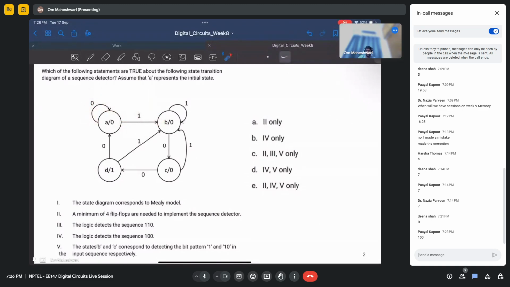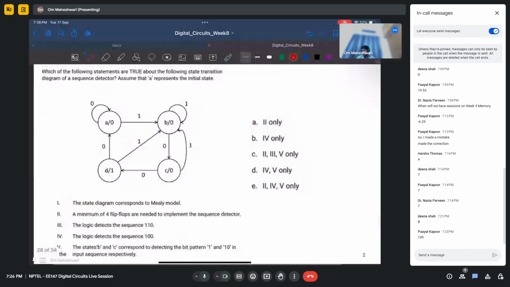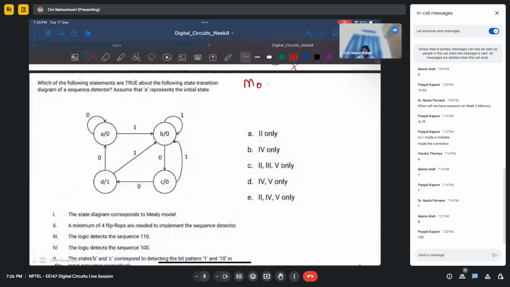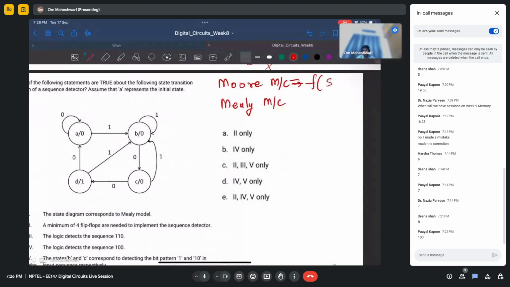Okay, so you have to tell what is true, what is false. So first statement is the state diagram corresponds to a Mealy model. So you know we have two types of machine, Moore machine and Mealy machine. In Moore machine, output is a function of state only. In Mealy machine, output is a function of input as well as state.